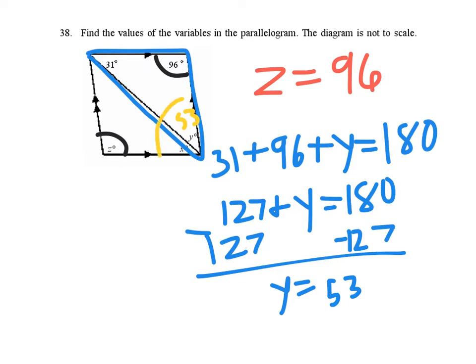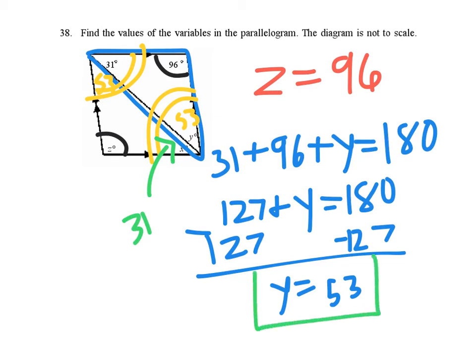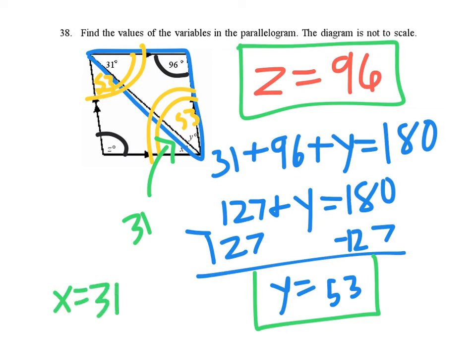Now I know this whole angle and this whole angle have to be the same. So this one's also going to be 53. And X has to be 31. So we have Y equals 53, Z equals 96, and X is going to equal 31.